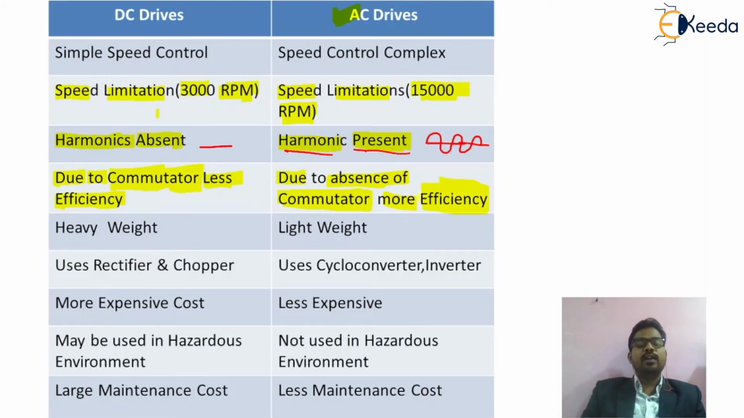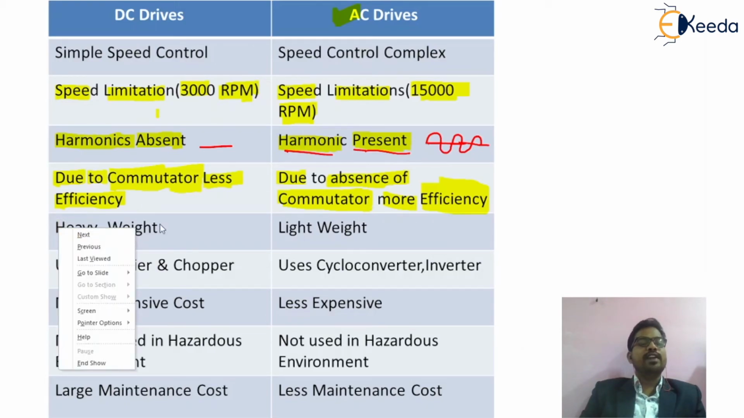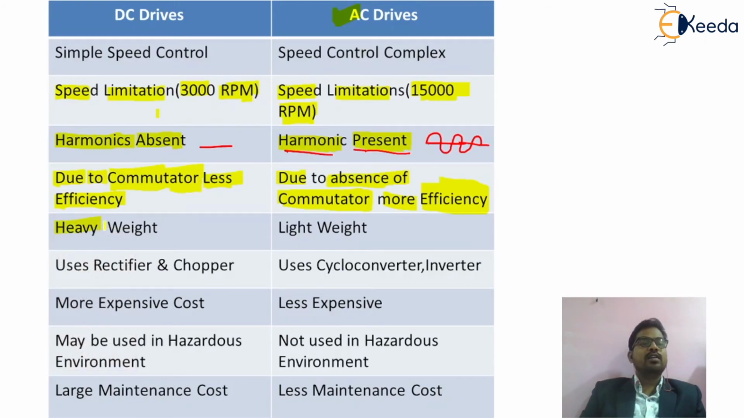Okay, so the next status of the DC drive is in concern with the weight. The weight of that particular DC drive is large because of the presence of carbon brushes and the commutator. The weight of that particular DC drive is heavy. But in concern with the AC drives, while we are comparing with the DC drive, the weight should be less, or the AC drive has the lightweight concept.